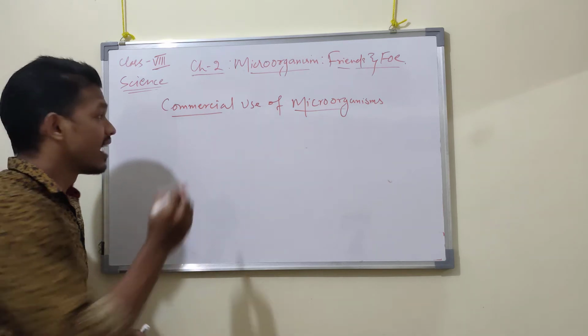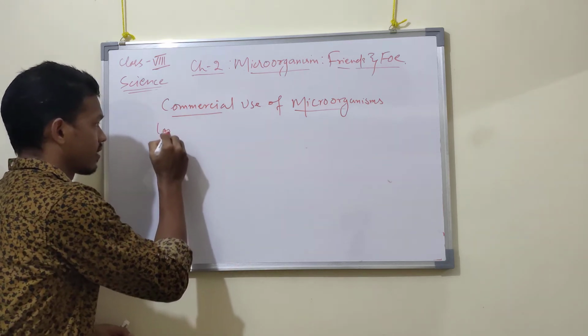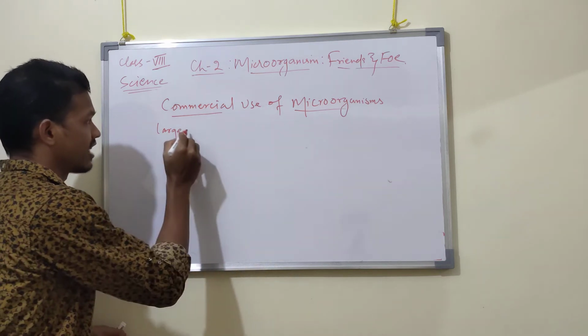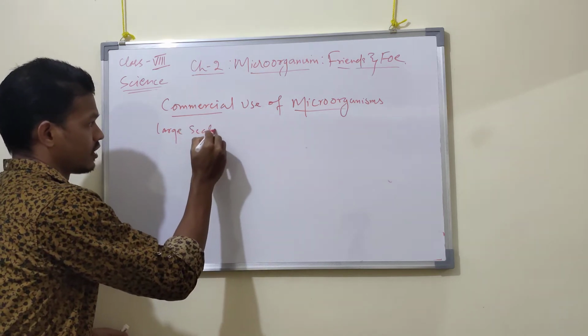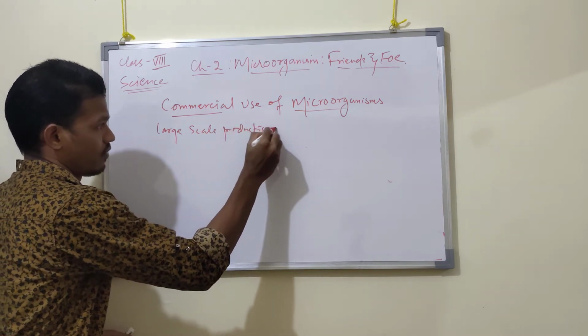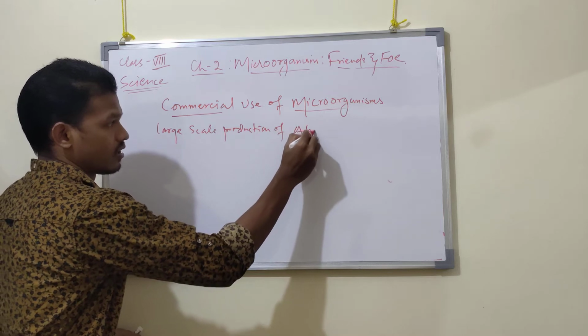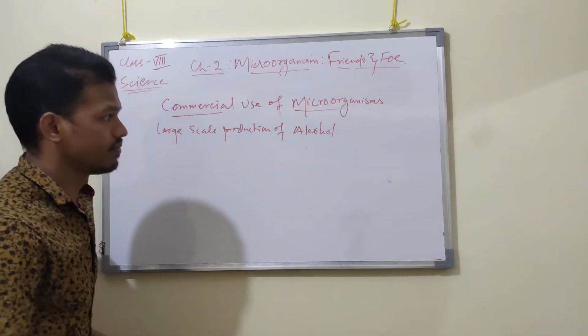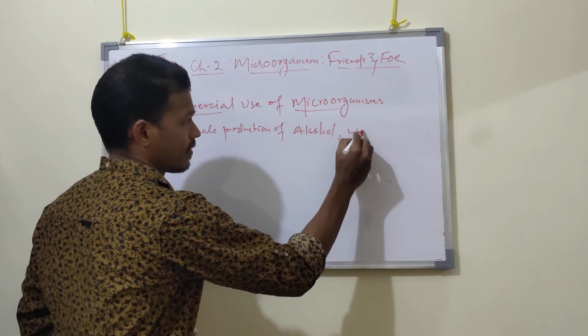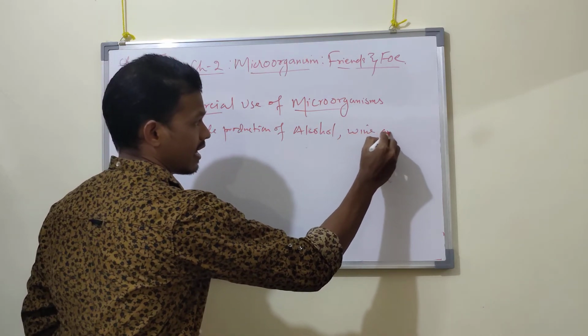Products like alcohol. For large scale production they use certain microorganisms, for production of alcohol, wine, oil, and acetic acid.